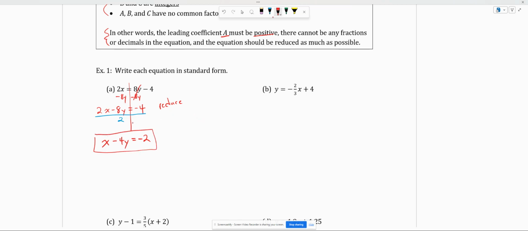There's no decimals or fractions. It's in the right order. I have a positive leading coefficient. All the rules are met. All right.